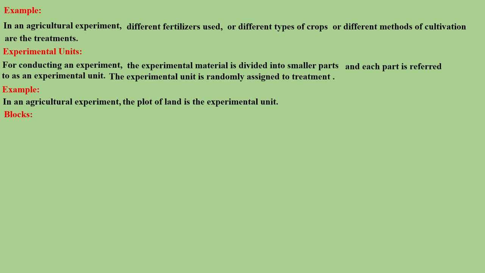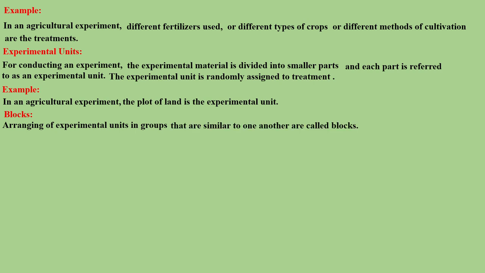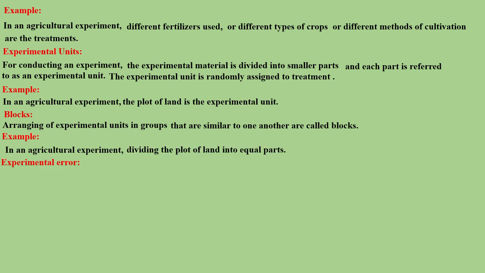Next, blocks. Arranging the experimental units in groups that are similar to one another is called a block. Suppose you are dividing the field according to soil nature, so the same type of soils are available in that division. You have to group all those fields with the same soil nature; that group is called a block, dividing the plot of land into equal parts.